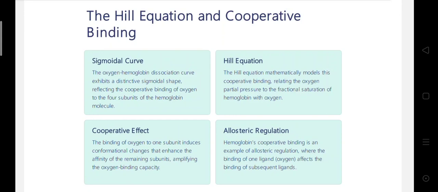The Hill equation mathematically models the cooperative binding, which relates the oxygen partial pressure to the fractional saturation of hemoglobin with oxygen. And the binding of oxygen to one subunit induces conformational changes that enhance the affinity of the remaining subunits, which amplify the oxygen binding capacity. And the hemoglobin's cooperative binding is an example of allosteric regulation, where the binding of one ligand, that is oxygen, affects the binding of subsequent ligand.